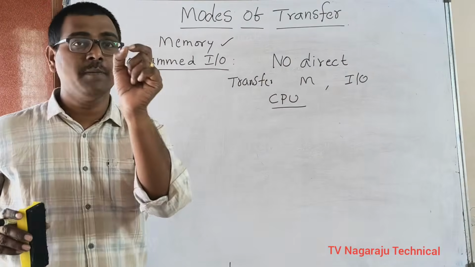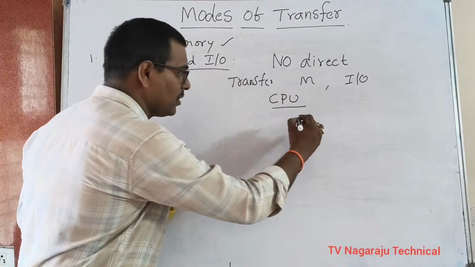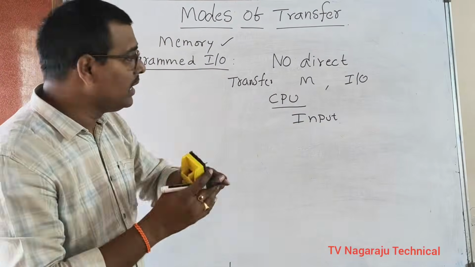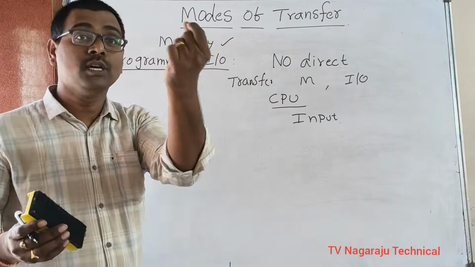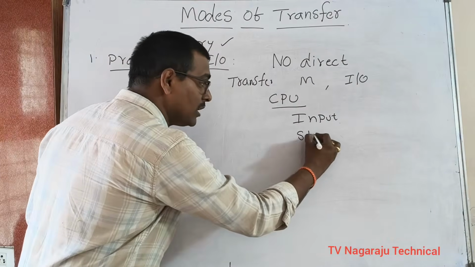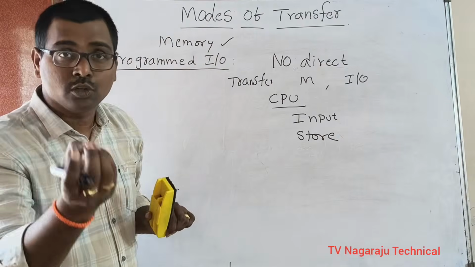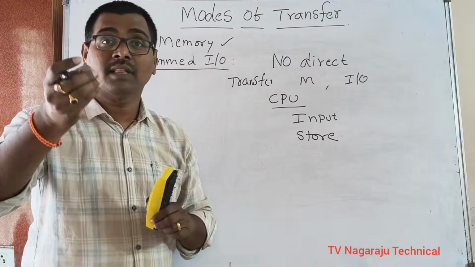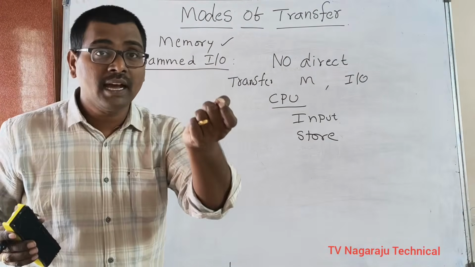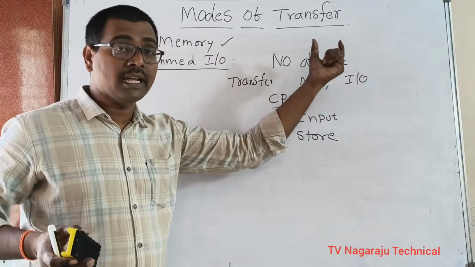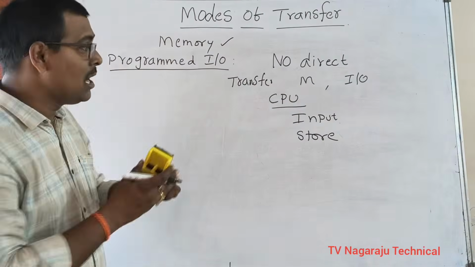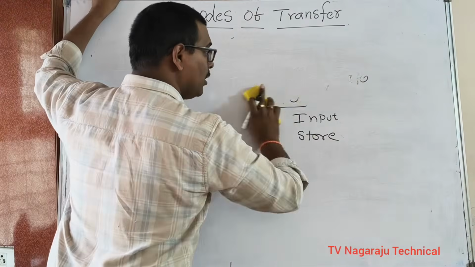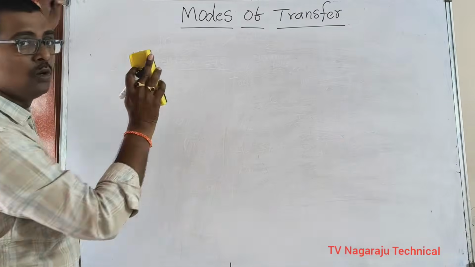To transfer, the CPU executes multiple instructions, like an input instruction which is used to read data from the I/O device to the CPU, and some store instruction to store the data from the CPU to the memory unit, along with some other instructions like where the data is available and how many words are transferred between the devices. Like that, multiple instructions are executed by the CPU to transfer the data between the two devices.